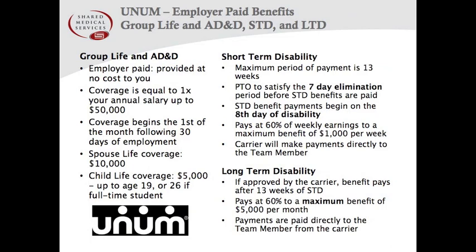Shared Medical Services provides employer-paid benefits at no cost to you, and you are automatically enrolled. All eligible full-time team members receive basic life and accidental death and dismemberment insurance coverage at an amount of 1 times your annual salary to a maximum of $50,000. SMS also offers spousal life coverage of $10,000 and dependent life coverage of $5,000 to age 19 or 26 if a full-time student. Shared Medical Services also provides short and long-term disability insurance. Short-term disability max period of payment is 13 weeks, and long-term disability pays out afterwards.